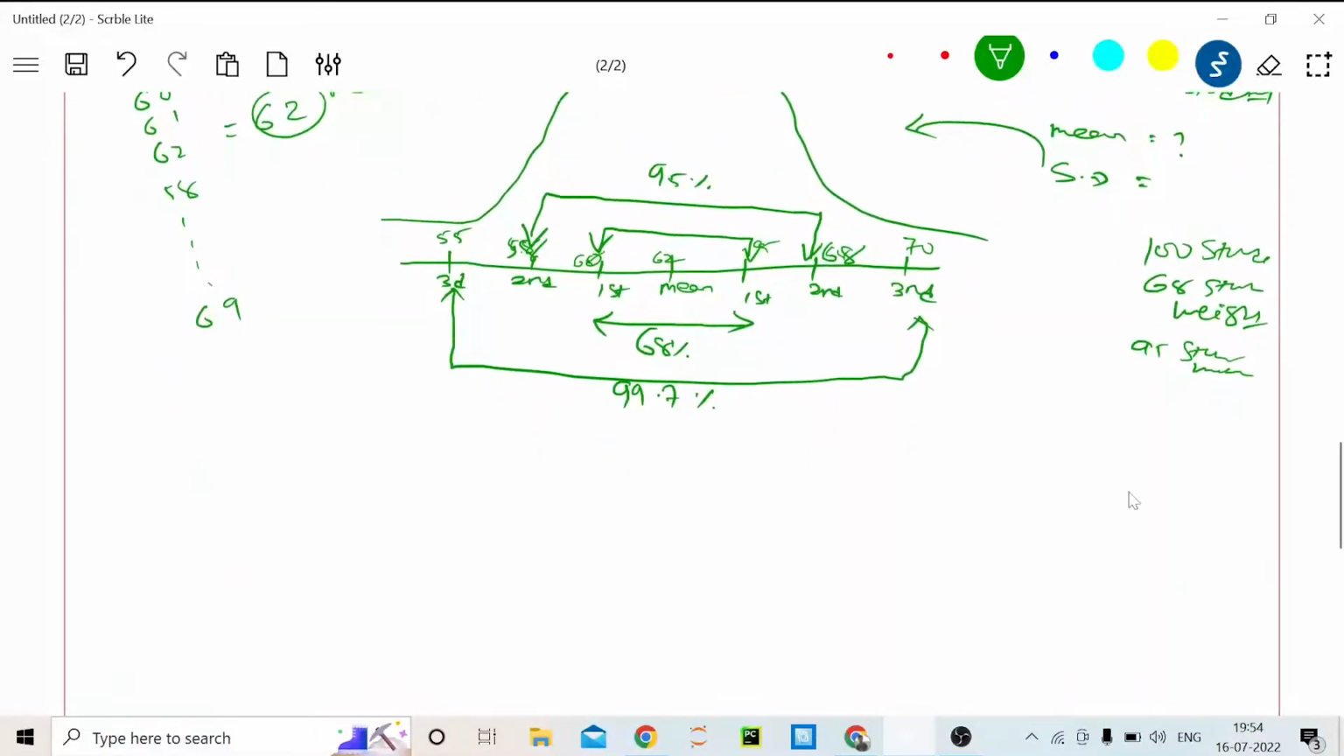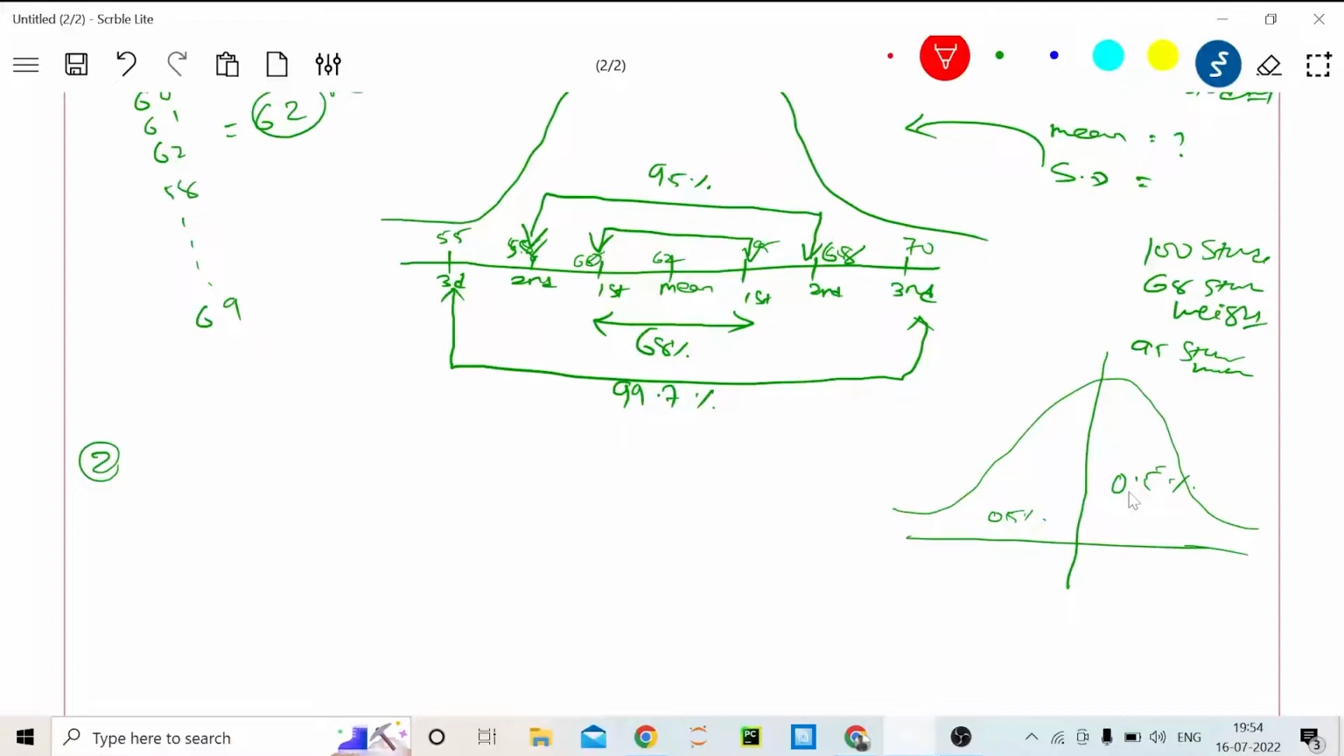One more thing I would like to add over here: this Gaussian distribution is symmetric. When you calculate the mean, it is symmetrically divided towards the left and towards the right. That means 0.5 is on the right and 0.5 is on the left. After that I will tell you the second topic, that is the standard normal distribution.